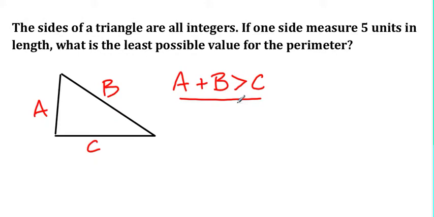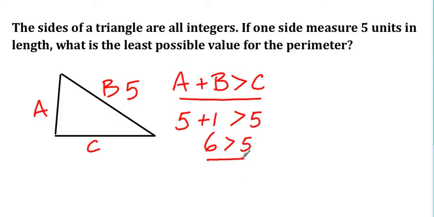So if I have one triangle and the side is 5, that means the other two sides in their sum must be greater than 5. And if they're all integers, the least possible integer that is greater than 5 is going to be an isosceles triangle. The other two sides add up to 6 because 6 is the first integer greater than 5. So the other two sides are 6.